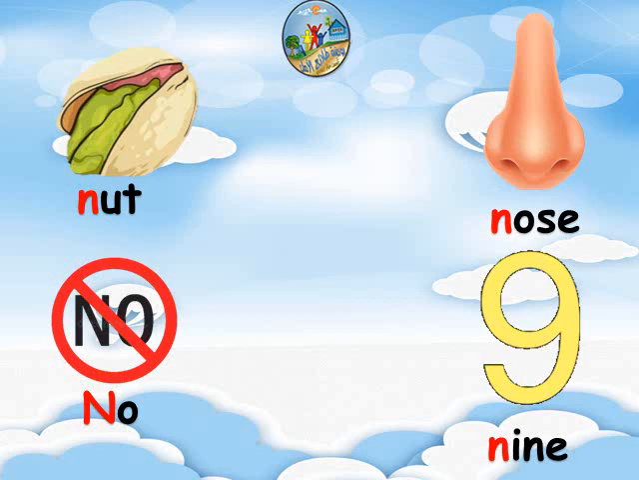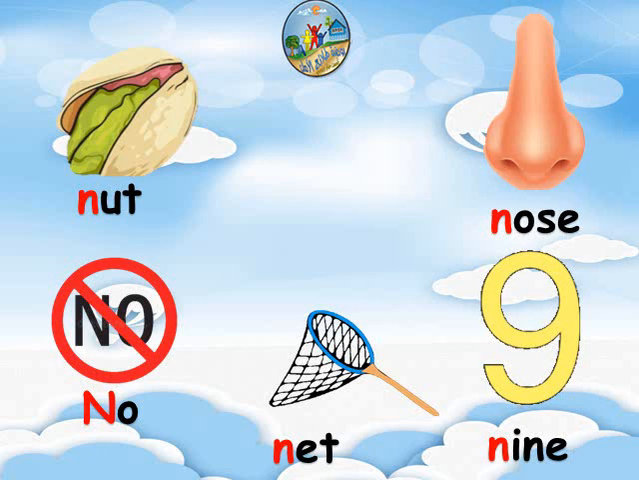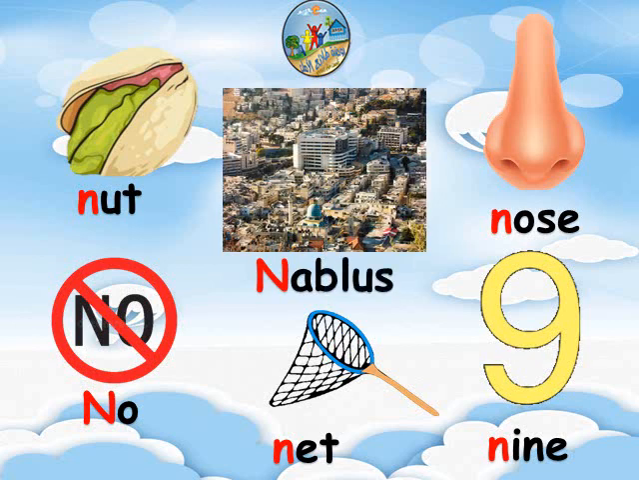There's the word net. Net starts with small na. And our city we live in, what is it? It's the city of Nablus. Our beloved city, Nablus, starts with capital na. Excellent. Good job.